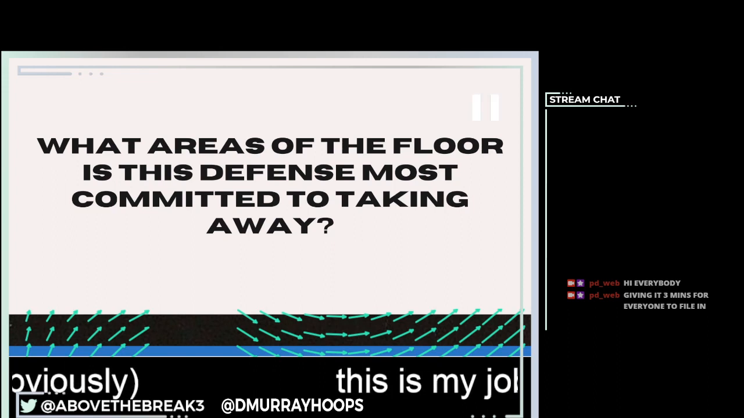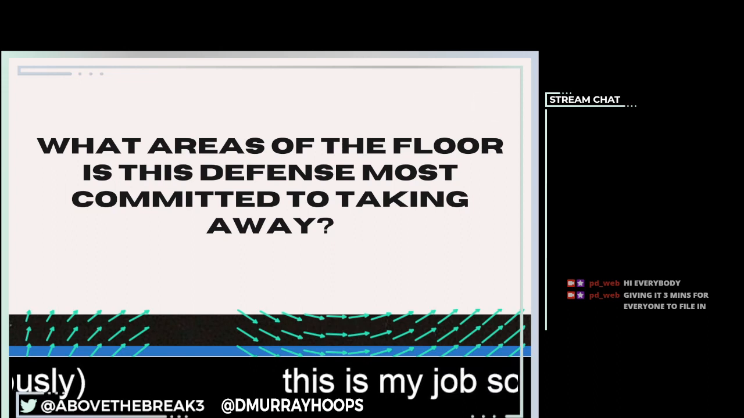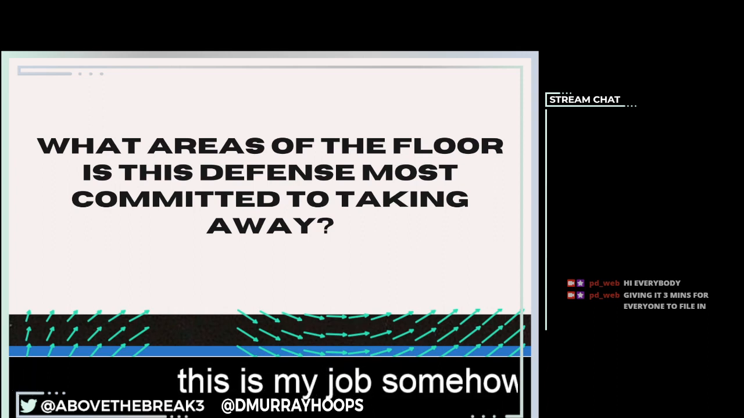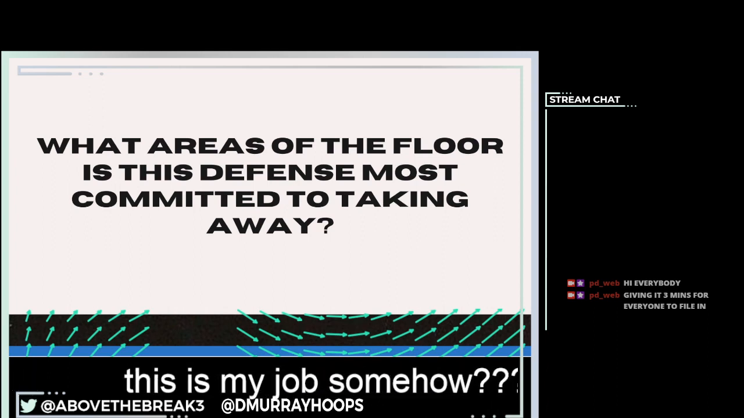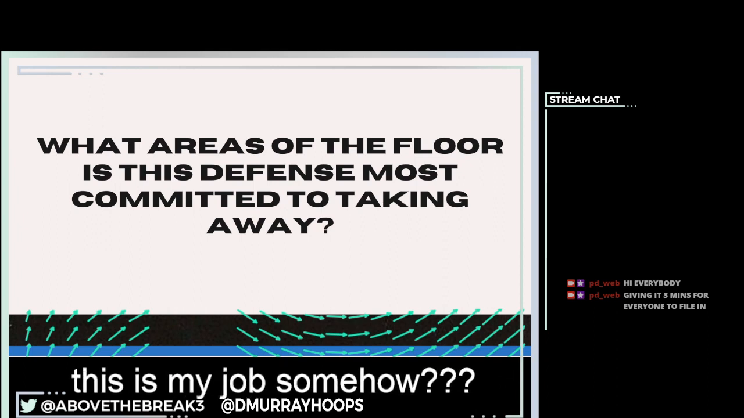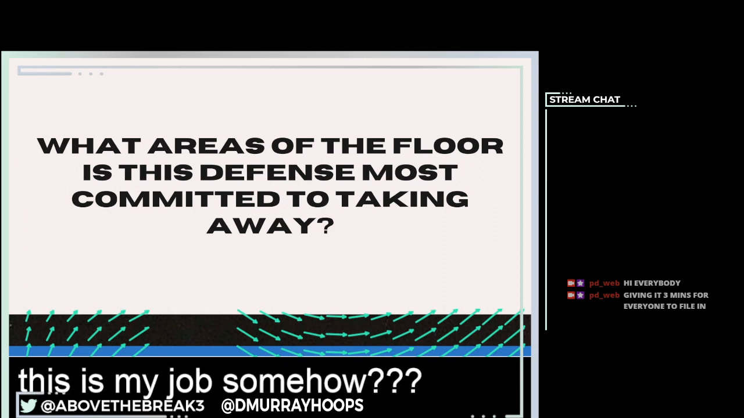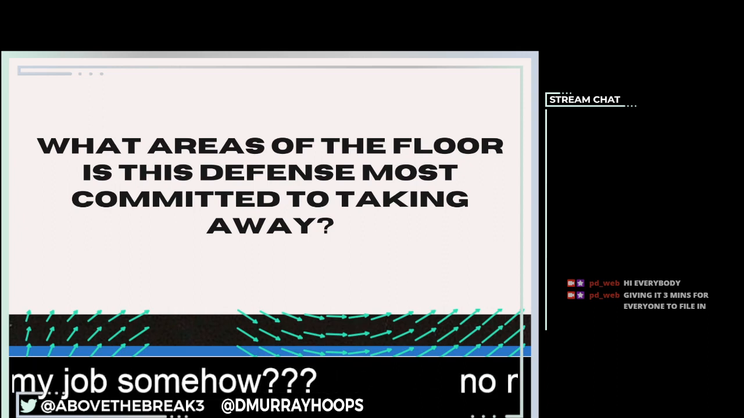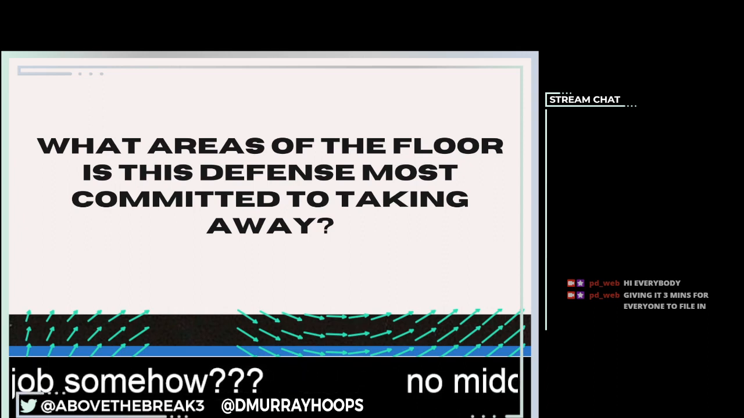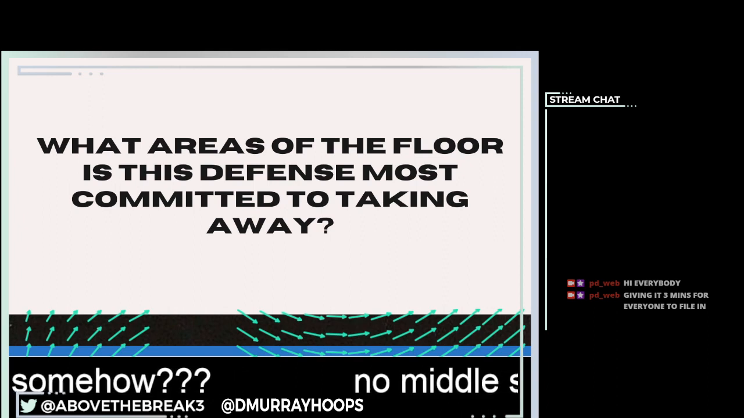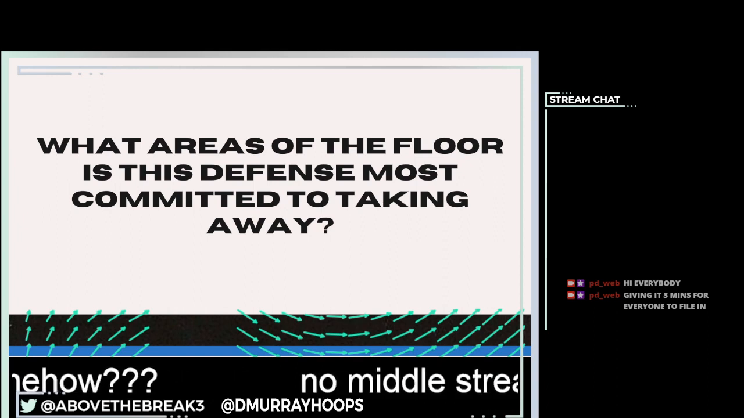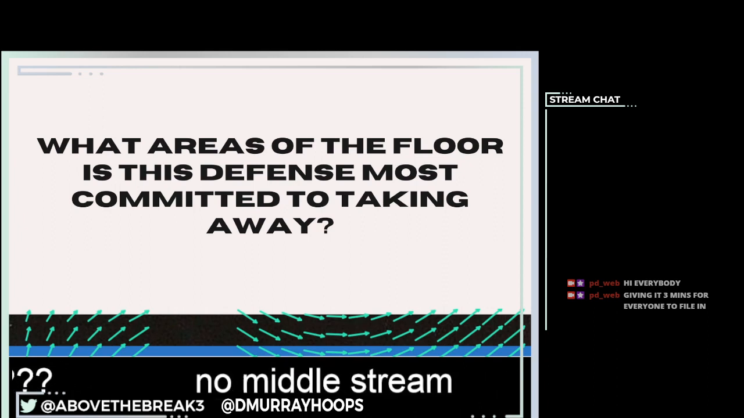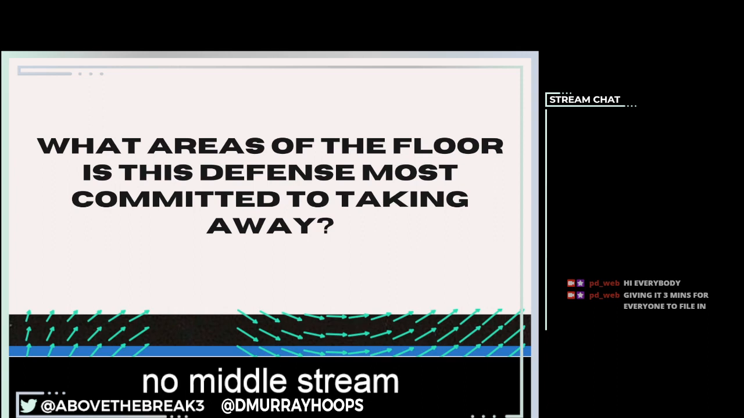The first question is: what are the areas of the floor that the defense is most committed to taking away? Again, for no middle this is very clear, but for schemes like blitz or ice, these are slightly more nuanced, but it is still a direct question that can determine whether it's a full court press or a zone. A 2-3 doesn't want you to get the ball at the high post, whereas an ice-heavy scheme isn't necessarily in love with you getting the ball at the high post either, but it doesn't destroy things.